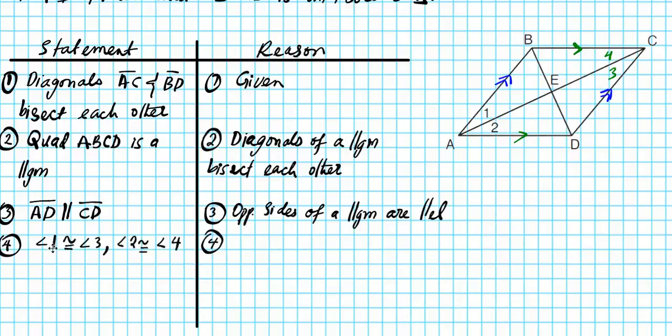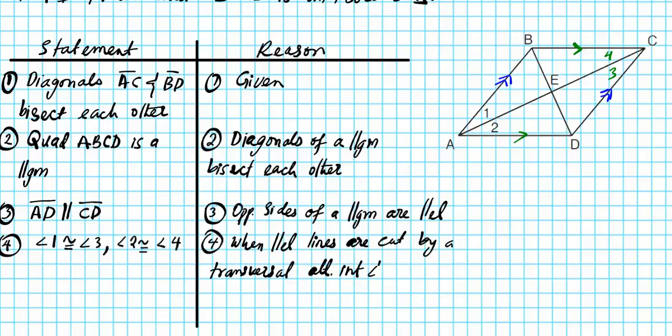So what's the reason that enables me to conclude that angle 1 is congruent to angle 3 and angle 2 is congruent to angle 4? They are alternate interior angles, okay? So if two parallel lines are cut by a transversal, alternate interior angles are congruent, okay? So let's write that down. When parallel lines are cut by a transversal, alternate interior angles are congruent, okay?